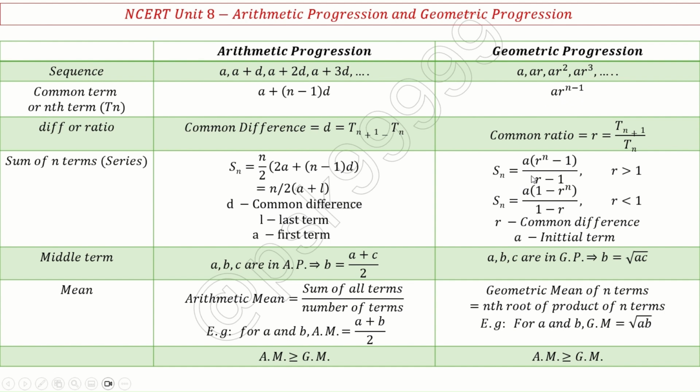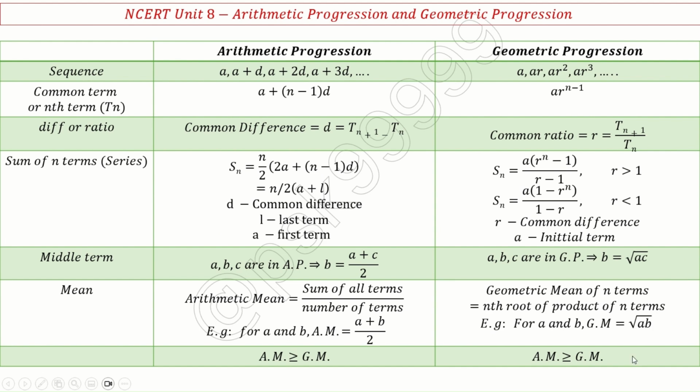And then the sum of a geometric progression for n terms is a into (r to the power of n minus 1) divided by (r minus 1) if r is greater than 1. If r is less than 1, then it is a into (1 minus r to the power of n) divided by (1 minus r). And if a, b, c are in GP, then b, the middle term, is equal to the square root of the product of the two neighboring terms. So b is equal to the square root of ac.